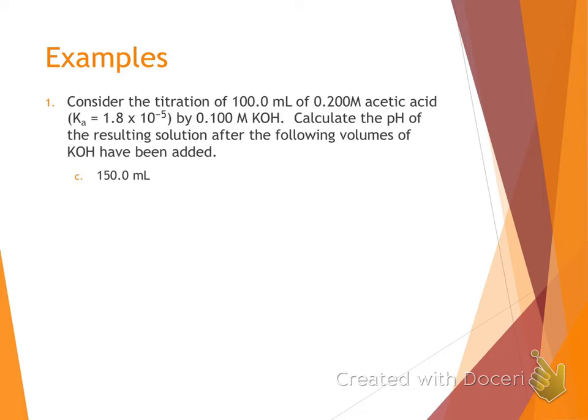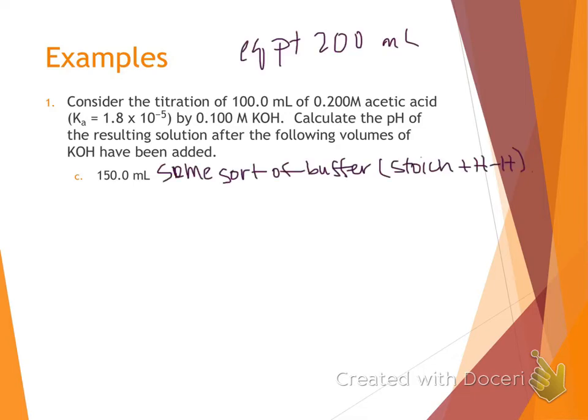Part C, same titration still. Now we're at 150 milliliters. Well, our equivalence point is still at 200 milliliters. So that means that we are somewhere in that buffer zone. We're past the half equivalence point because we just did that, but we have to figure out how much past. How much weak acid versus conjugate base do I have? We can do that using stoichiometry and then plug those values into the Henderson-Hasselbalch equation.